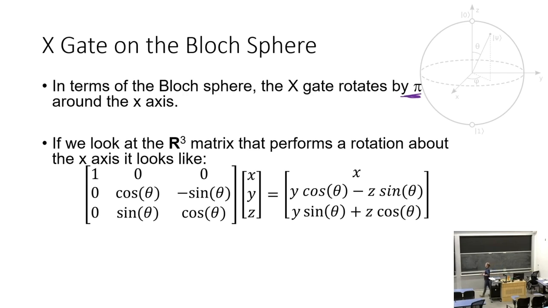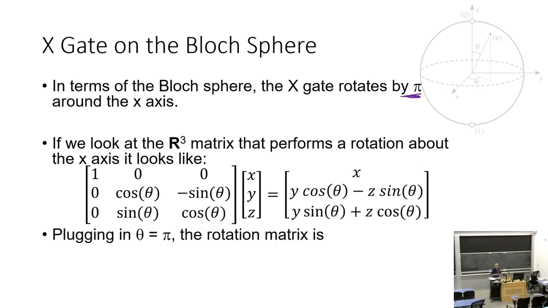So it leaves the x-coordinate unchanged, and then it gives you y cosine theta minus z sine theta, and y sine theta plus z cosine theta. So if we plug in pi, which is what our x gate is doing, rotating about the x-axis by pi, we end up with this simple 3x3 matrix that looks like this: 1, 0, 0, 0, minus 1, 0, 0, 0, minus 1.